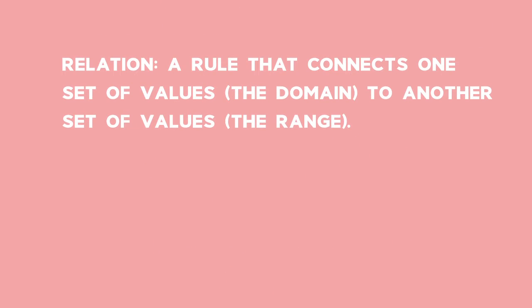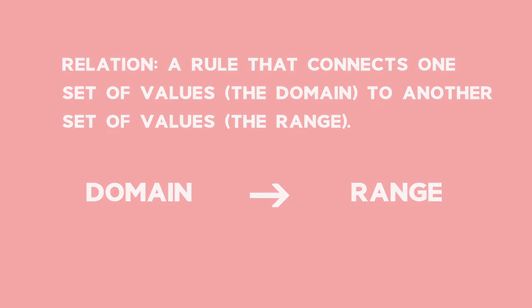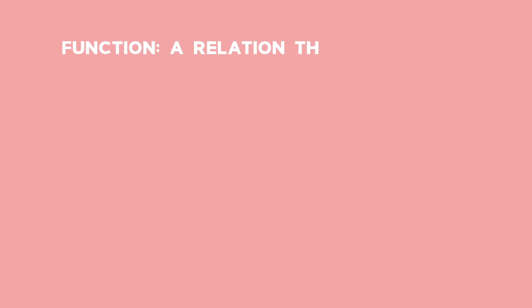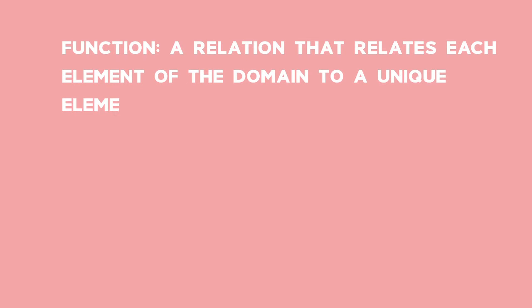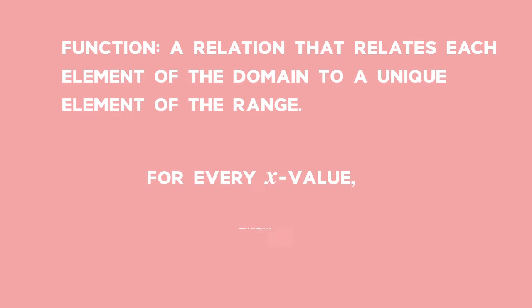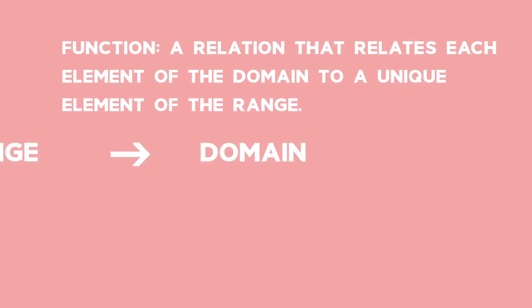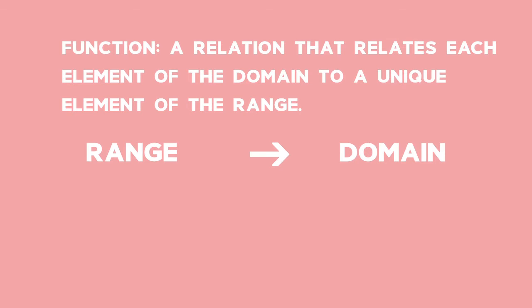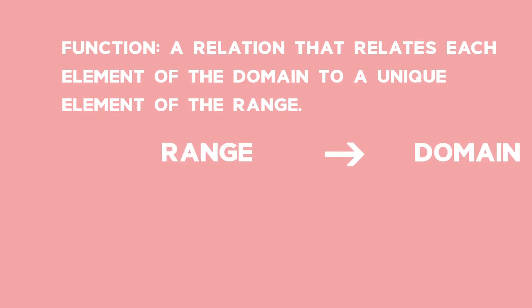A relation is a rule that connects one set of values, the domain, to another set of values, the range. A function is a relation that relates each element of the domain to a unique element of the range. Inverses find the root cause of an effect or change. In other words, you can work backwards and find a rule that relates the range of a function to its domain.